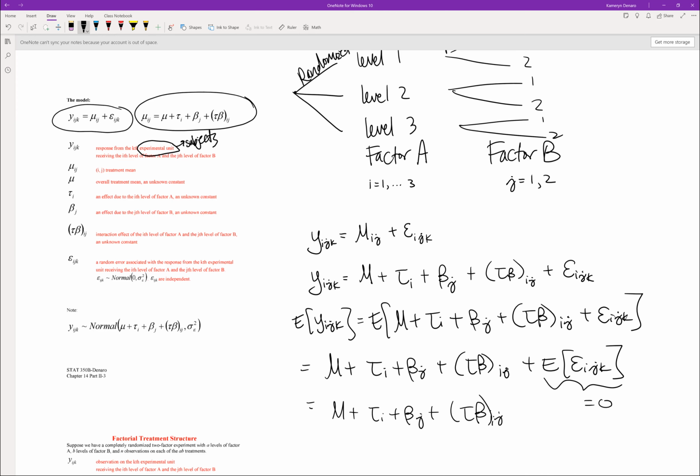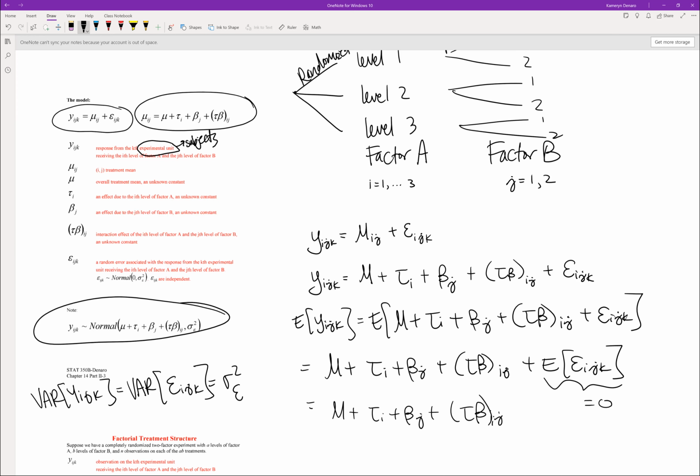All right. Similarly, we can find the variance for the yijk's. Since mu, tau, beta, and the tau betas are all fixed and known constants, the variance of yijk is just going to equal, well, the variance of a constant is 0, so that's just going to equal the variance of epsilon ijk. We know the variance of epsilon ijk is our sigma squared epsilon. So now we have the distribution of our response being a normal random variable with that mean and variance equal to sigma squared epsilon.